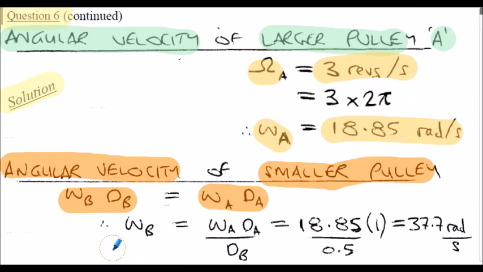And I'm going to rearrange to find omega B, inserting the values for omega A from above, for diameter A is 1 meter, diameter B, which is 0.5 meters. We can evaluate omega B in radians per second.